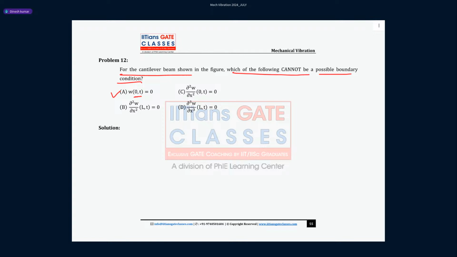Now what is C telling? At x equal to 0, your bending moment is what? 0 or non-zero? Your bending moment is not 0, right? At x equal to 0. We know here at x equal to L, bending moment is 0. Yes, correct. At x equal to L, shear force is 0. Yes, correct. So what is the correct answer? C is the correct answer, right? C is the correct answer.